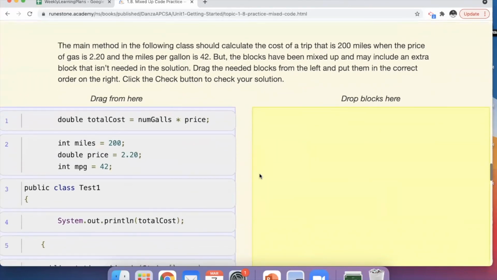All right, a few more. The main method in the following class should calculate the cost of a trip that is 200 miles when the price of gas is $2.20 and the miles per gallon... oh my gosh, $2.20 for gas. That sounds awesome right now.